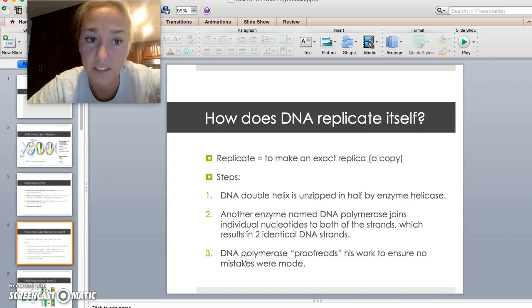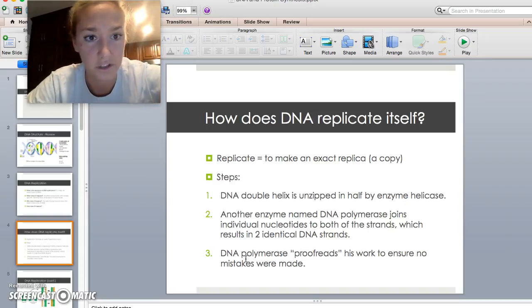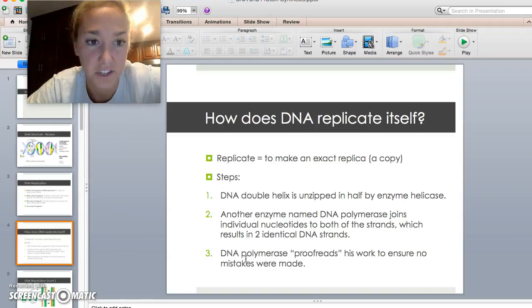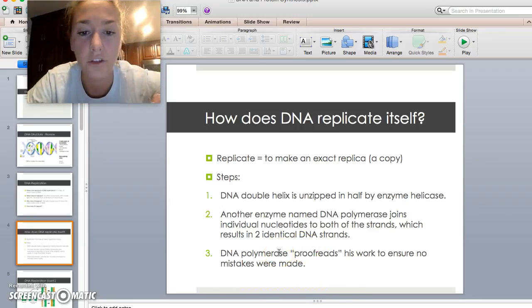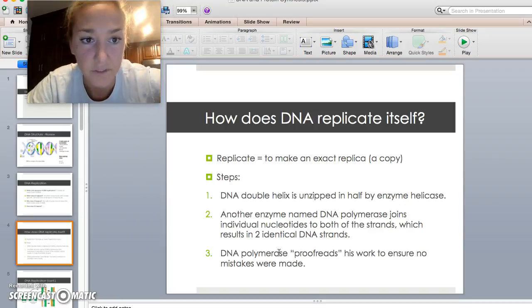Because in replicating the DNA, it's going to go to all the cells in the body, and it would be really bad if there were a lot of mistakes in your DNA, because essentially that would change who you are. Okay, so this last step is really important. DNA polymerase is going to proofread, make sure that all the nucleotides that it added to the two DNA strands are actually correct.